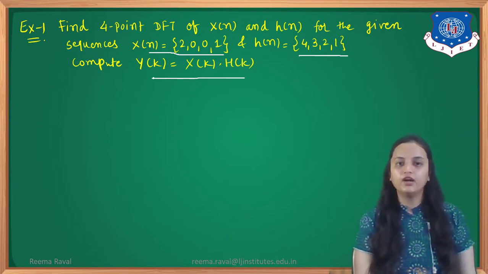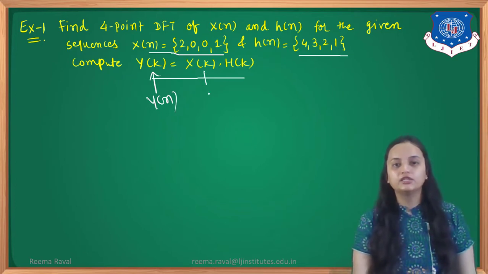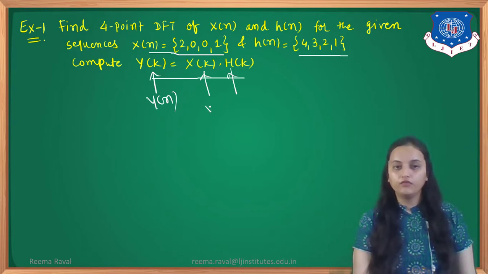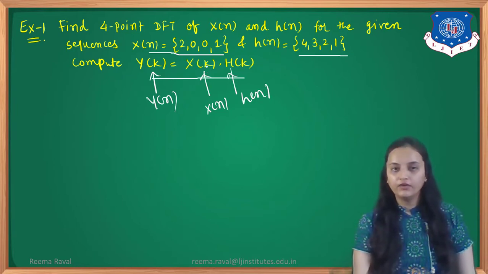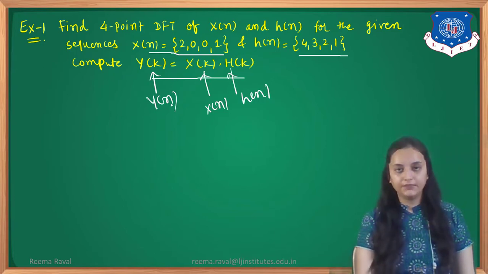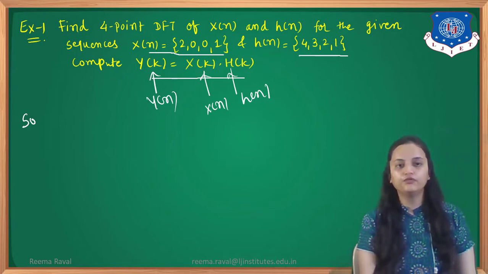That means y of k indicates the DFT of y of n, that is the sequence which is the multiplication of x of k and h of k. H of k and x of k are the DFT of x of n and h of n respectively. So here it is asked to find x of k, that means the DFT of x of n, and h of k, that means the DFT of h of n, then multiply these to get the final output y of k. So first of all we need to find x of k from x of n.